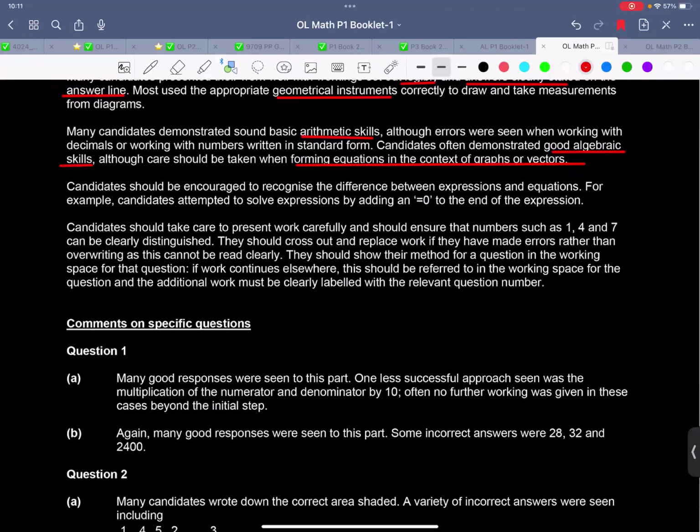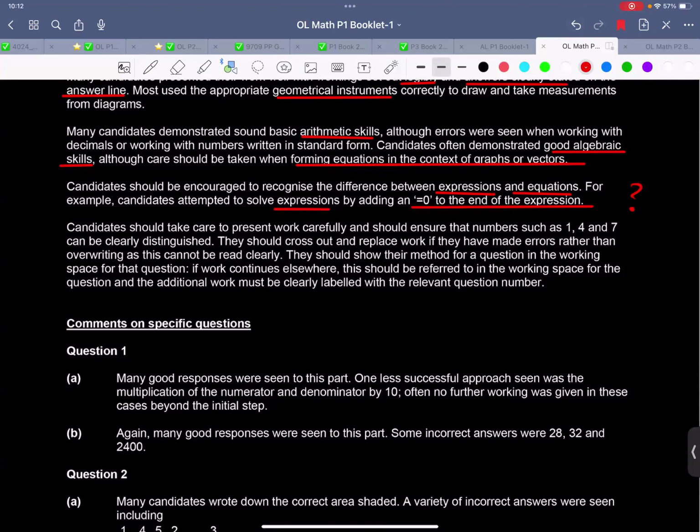Candidates should be encouraged to recognize the difference between expressions and equations. For example, candidates attempted to solve an expression by adding a 0 to the end of the expression. How is that possible? This is really, I would say, careless. Why are people doing this?